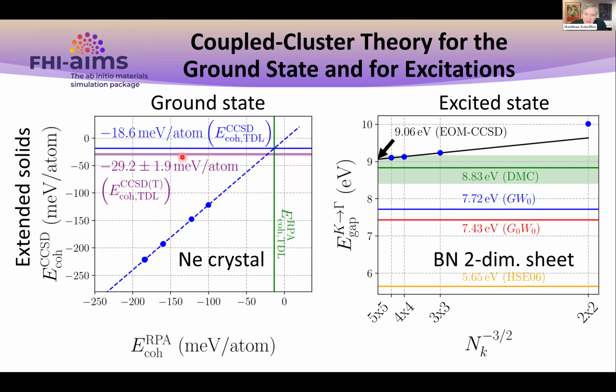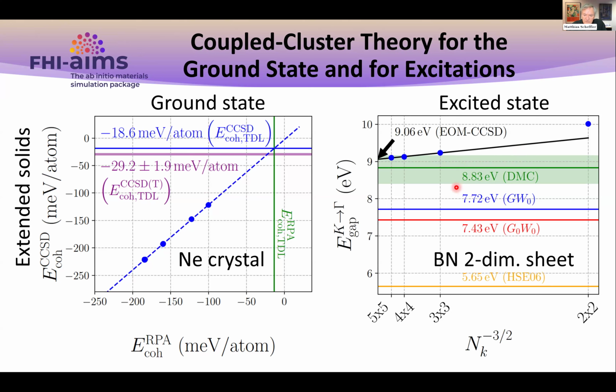On the right side, I show the electronic band gap of two-dimensional boron nitride for 4 different supercells, 2x2, 3x3, 4x4, and 5x5. And the extrapolation, and you see this in comparison with HSE and some other many body methods. The green area here shows the uncertainty of a diffusion Monte Carlo result.